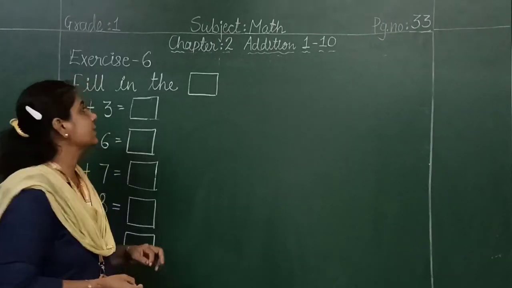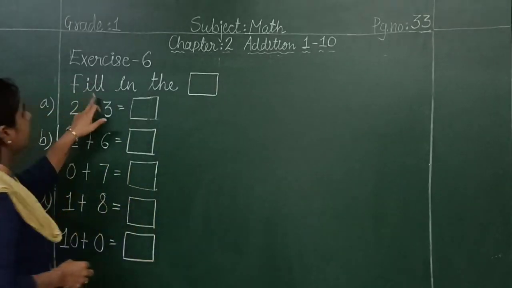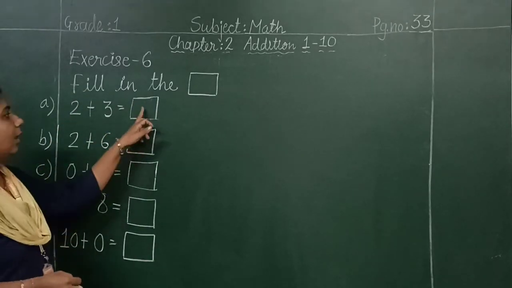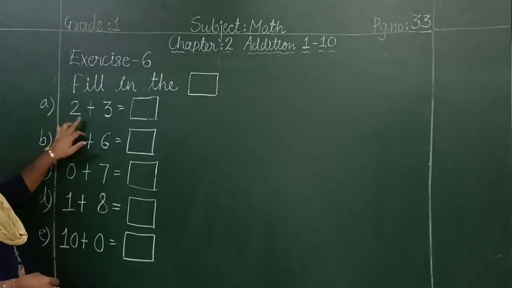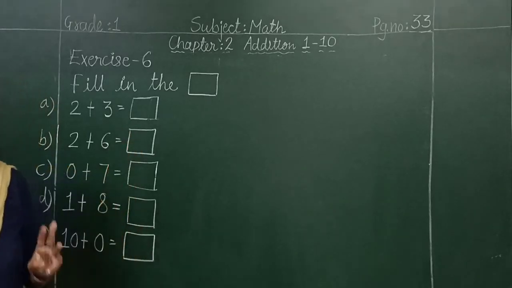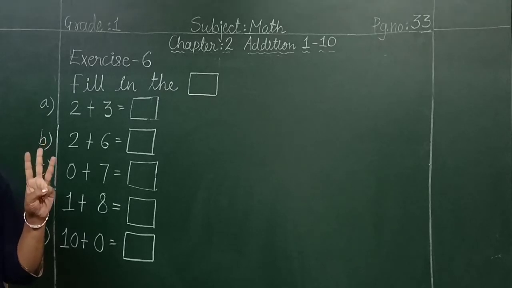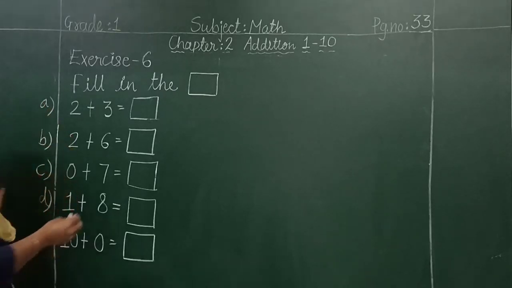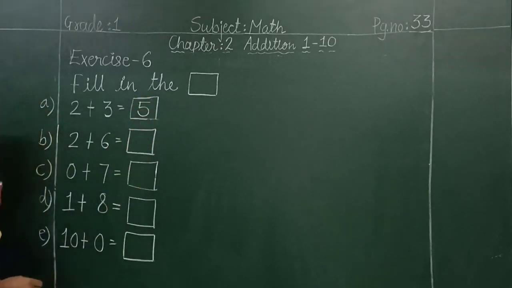Now exercise number 6, page number 33. Fill in the box. Here you have to count and write down the answer in these boxes. Number A, 2 plus 3. 2 plus 3 makes how much? 2 in your mind, 3 in your hand. 2 after 3, 4, 5. So what is your answer? 5. So you have to write down in this box.